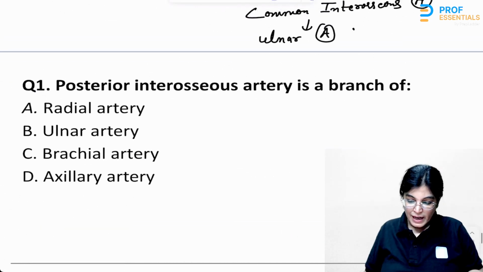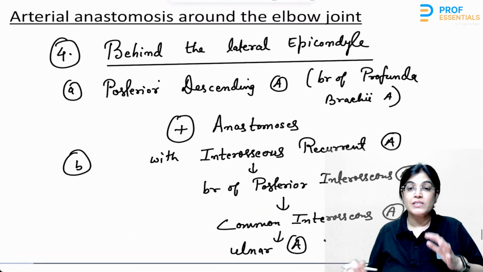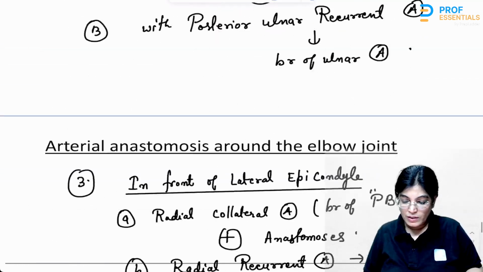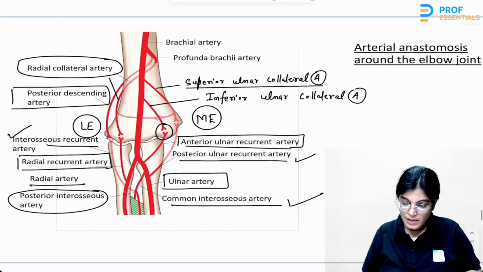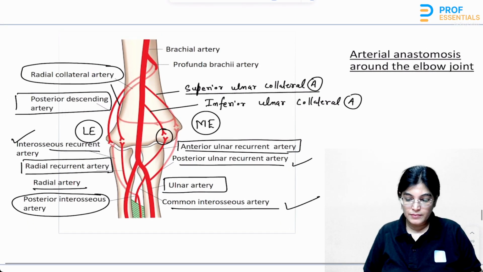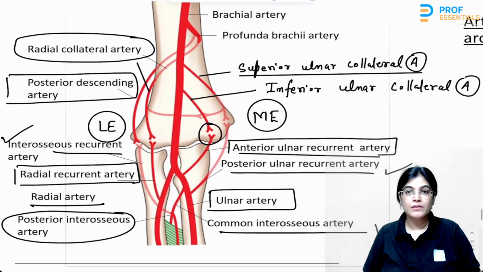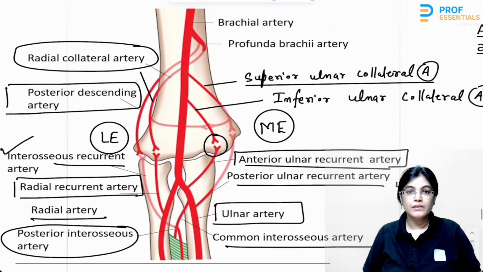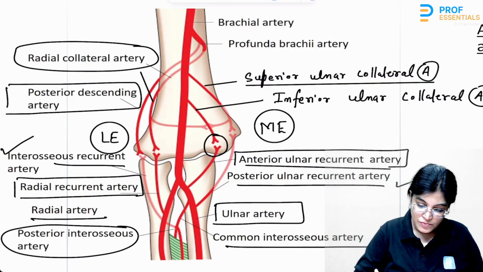Okay. So done with this. We have done with this important topic of anastomosis which is taking place around the elbow joint. If you want, you can get a quick recapitulation also, which I have shown you. Let's see the recapitulation part. I just want to enlarge this image. Yes, so now you can see here the anastomosis which is taking place.